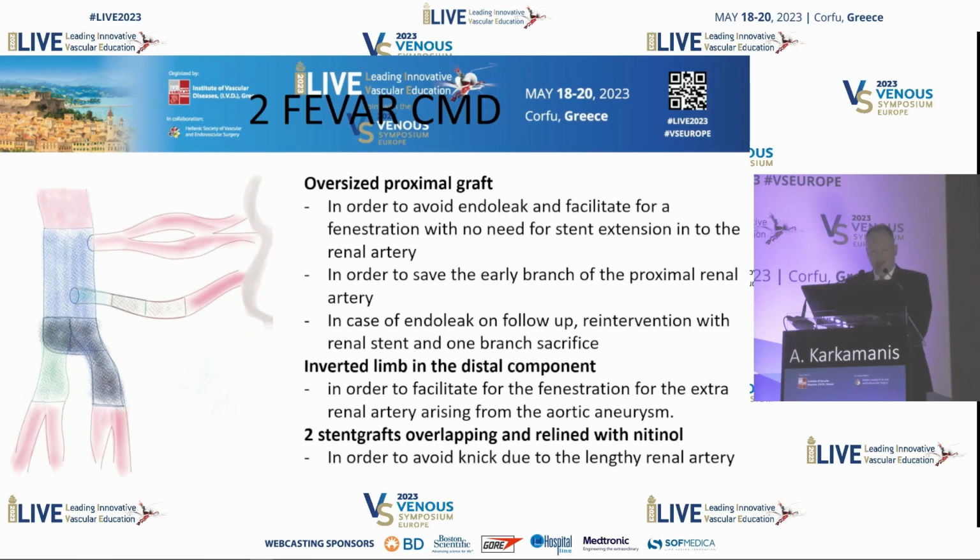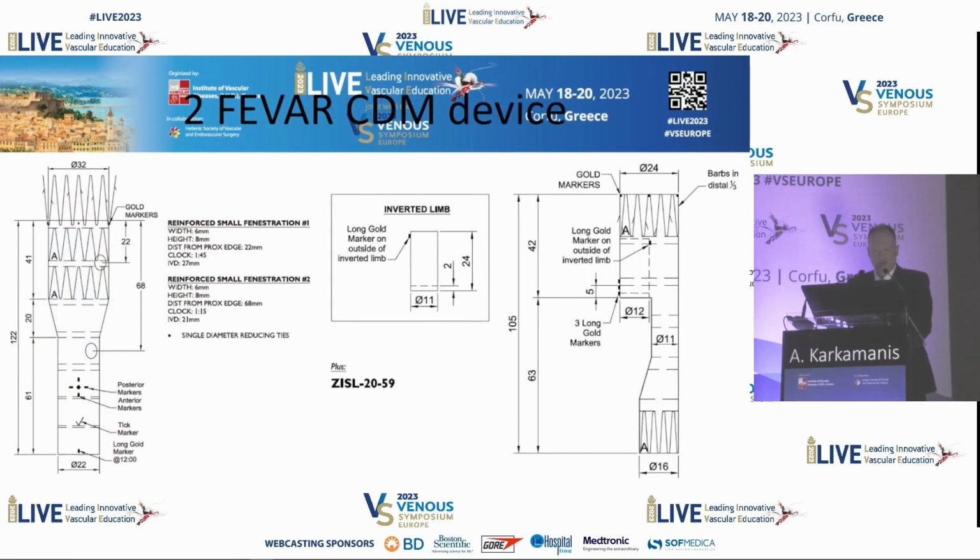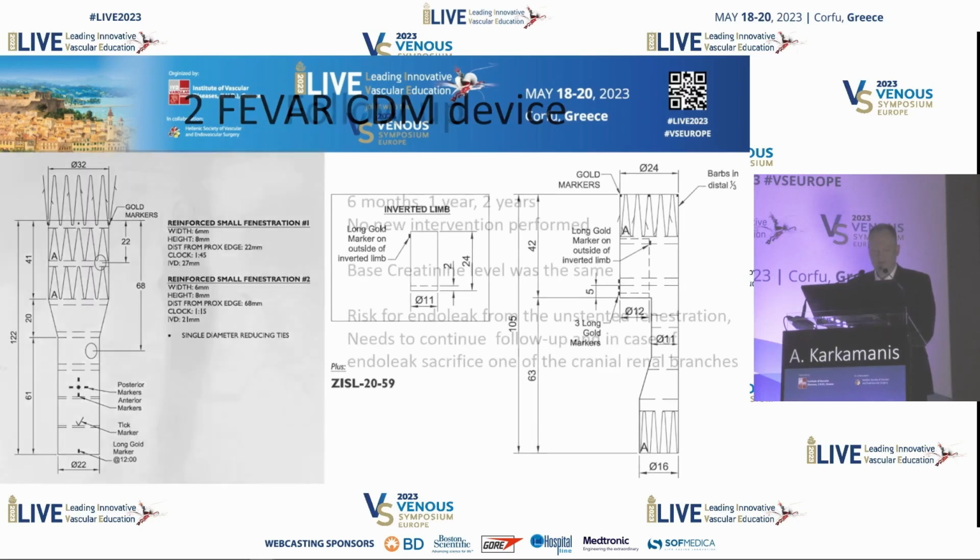The caudal renal artery presented a problem because of the working length, so we decided to make a custom-made design, and ask for an inverted limb. This was our design. As you can see, we inverted the limb so we can have a bifurcation that goes a little bit lower down in order to accommodate for the caudal renal artery.